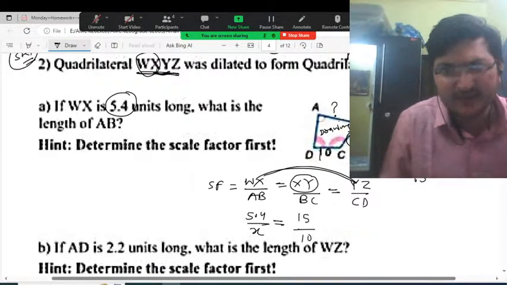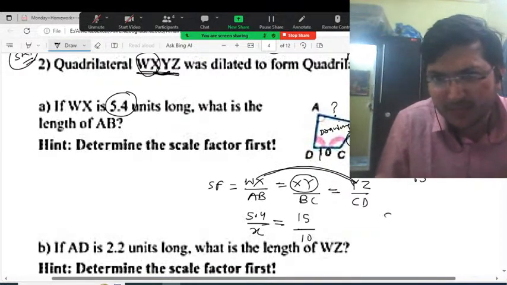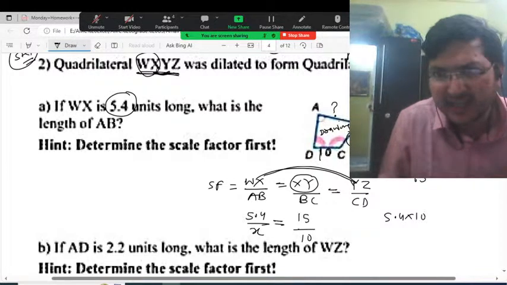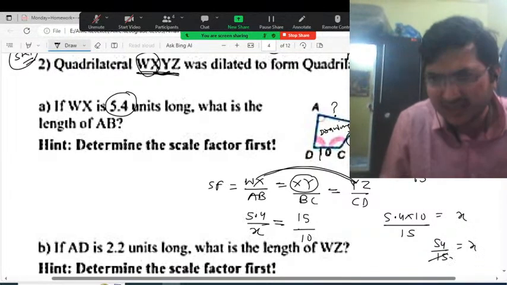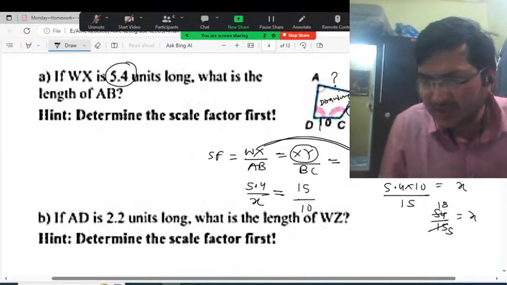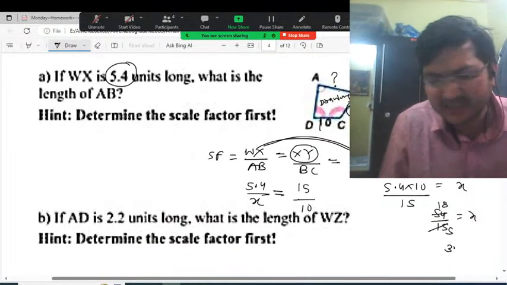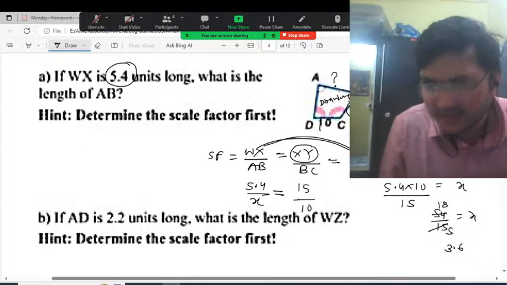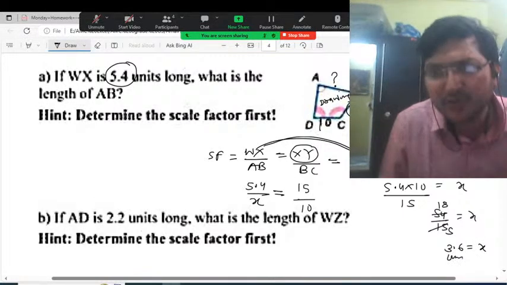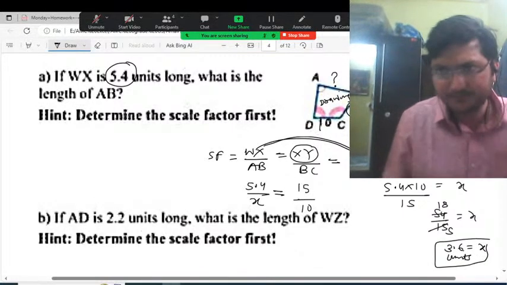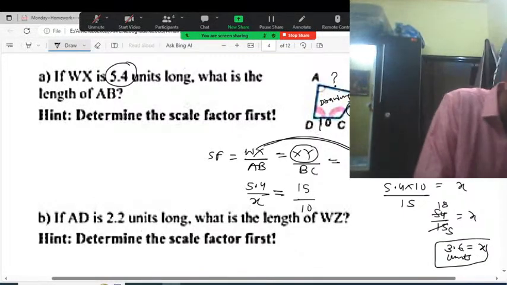CD is 10. We can directly multiply 5.4 with 10 and 15 with X, and further we will divide by 15. It's coming out to be 54 over 15, and further you can cancel it with 3. 5 threes are 15, 5 sixes are 30. 3.6 units is going to be your answer. Are you fine with this?